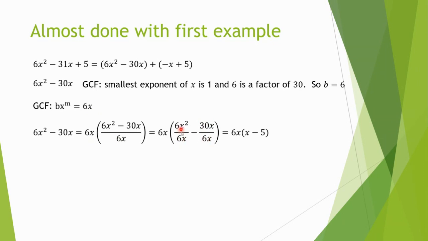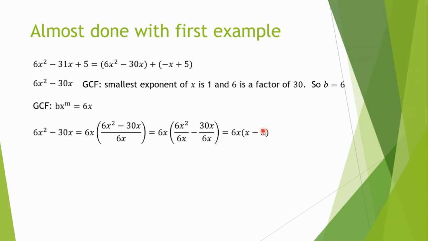And when you divide, what happens? Well, the 6's cancel. You're left with x, right? Because you subtract the exponents. For the second one, the x's cancel. 30 over 6 is 5. Okay, that's good.